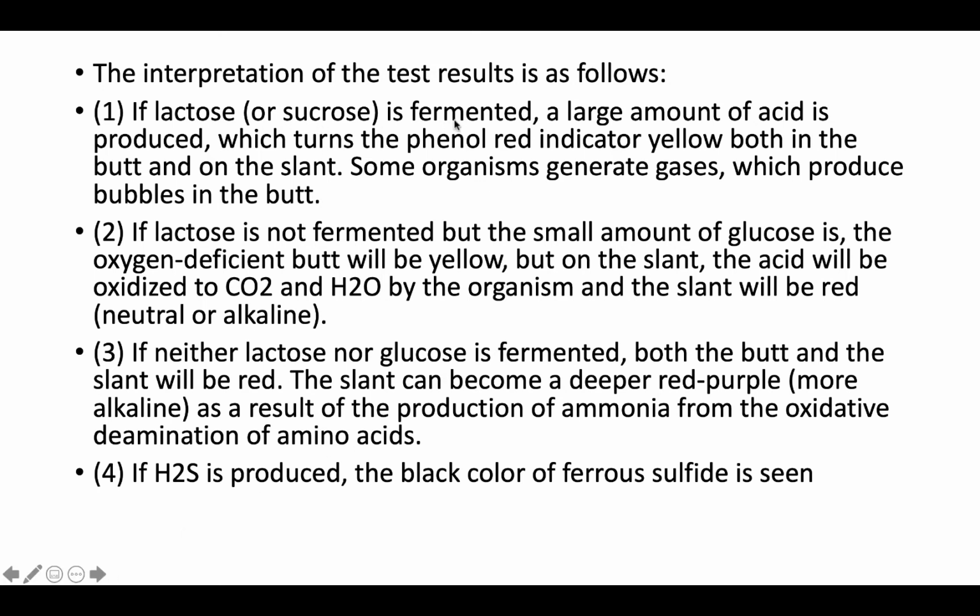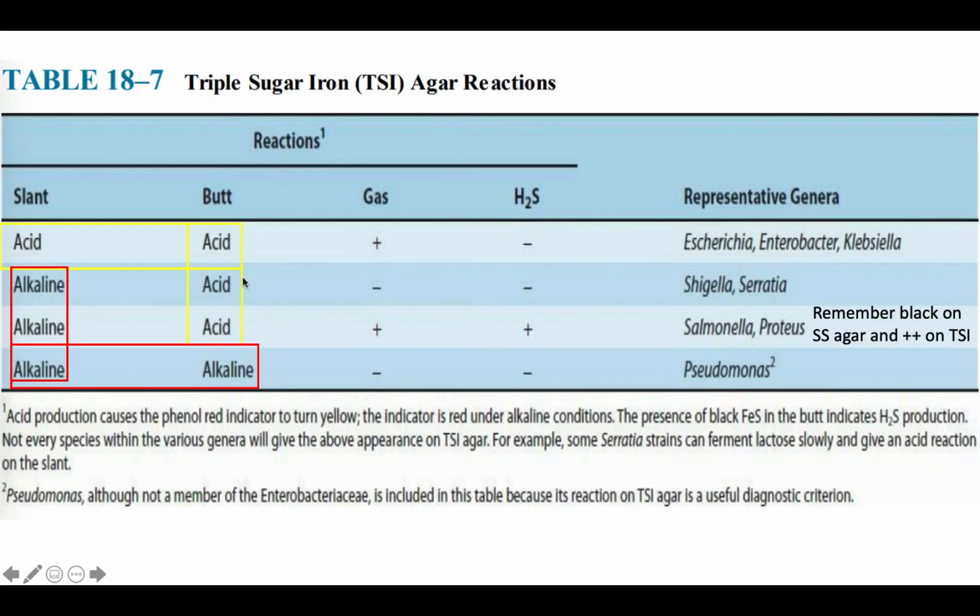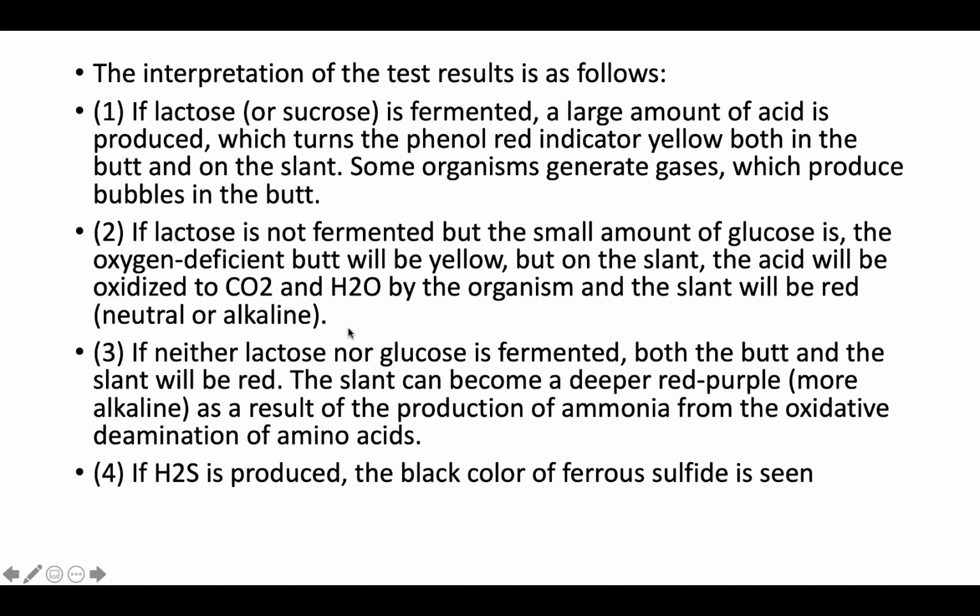If lactose or sucrose is fermented, a large amount of acid is produced, and it will turn the indicator yellow in both the slant and the butt. If lactose is not fermented, but a small amount of glucose is fermented, this will only make the butt yellow, as we said, in Shigella, Salmonella, and Serratia. Whereas if everything is utilized, you will have acid in both. If neither is fermented, you will have all red, which is what we see in Pseudomonas.